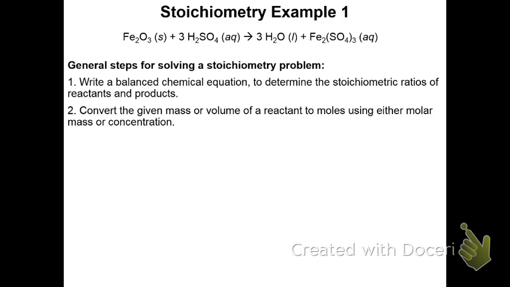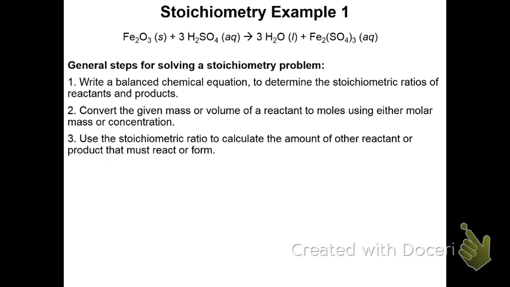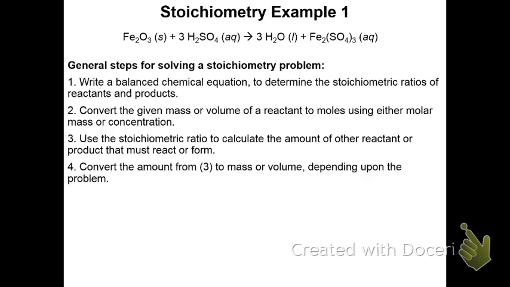This is key. You can't ever convert between masses of reactants and products, or volumes of reactants or products. So you always want to get from mass or volume to number of moles. Once everything's in moles, we can use the stoichiometric ratio to calculate the amount of the other reactant or product that has to react or form. And then we can convert back from number of moles to either mass or volume, depending on what the problem's actually asking.